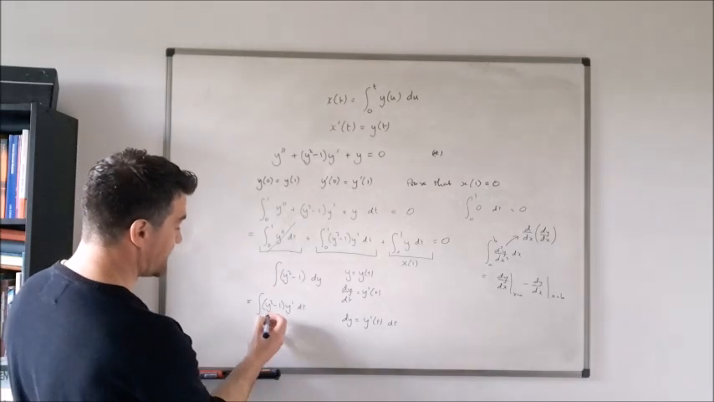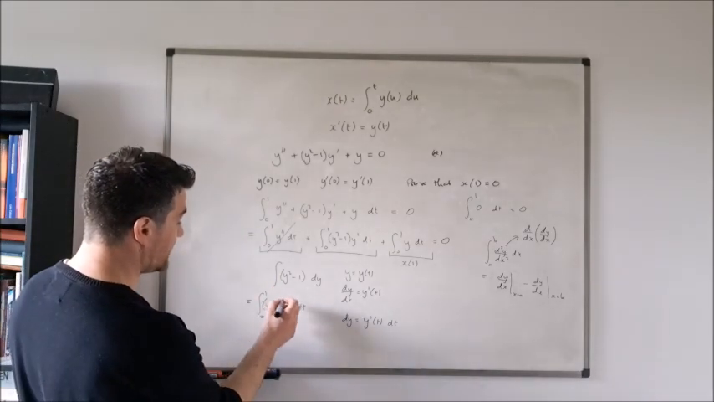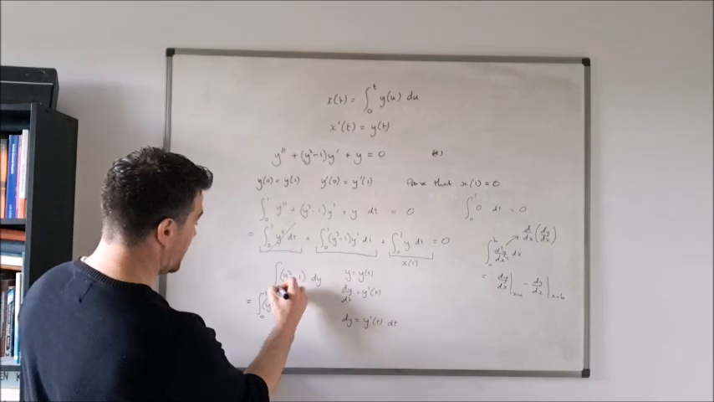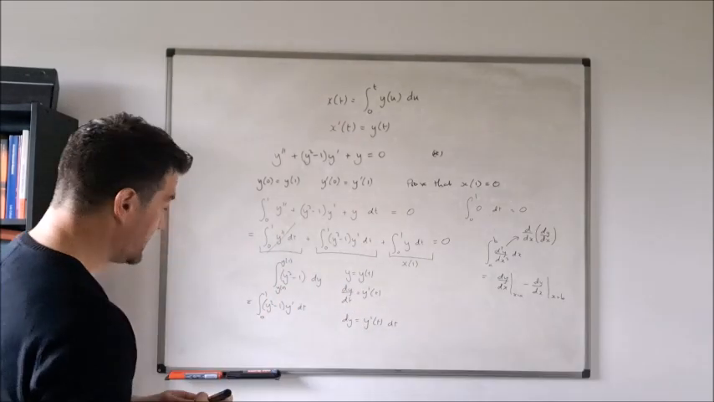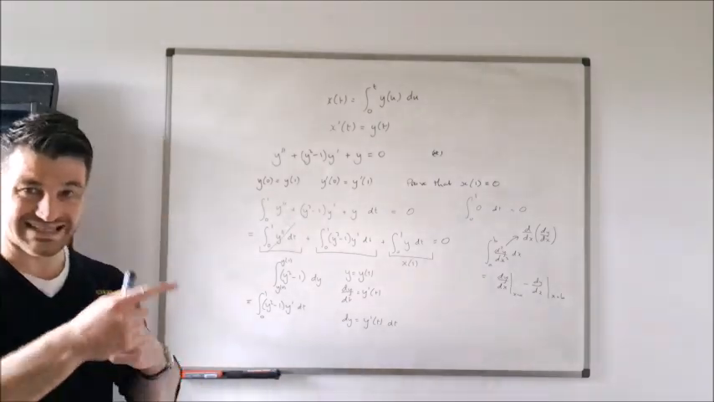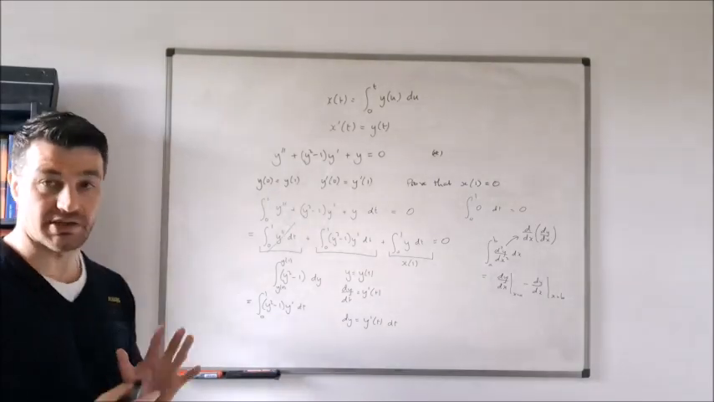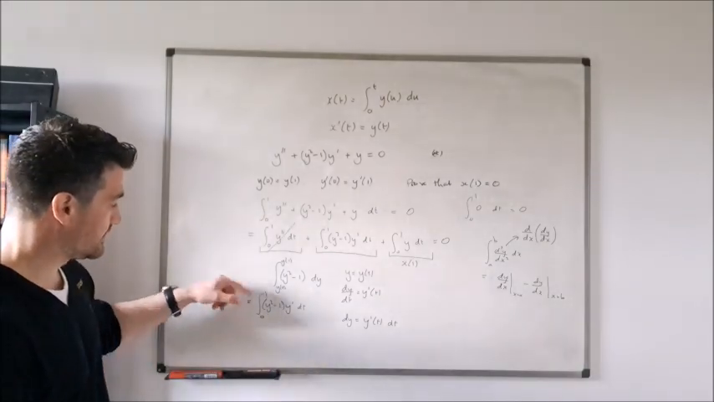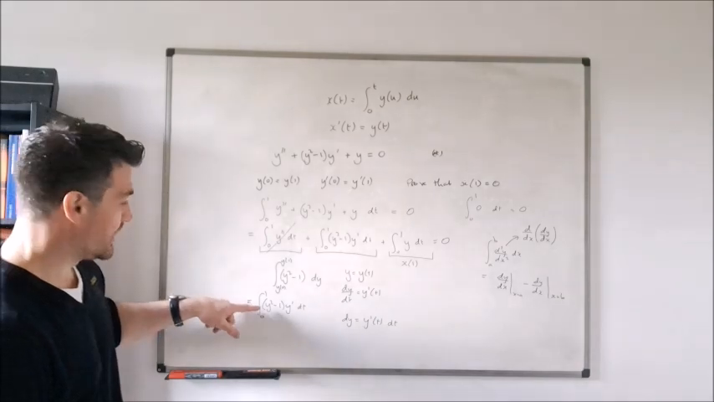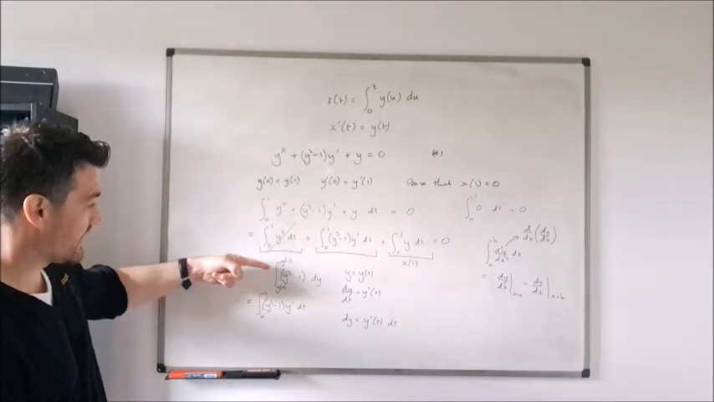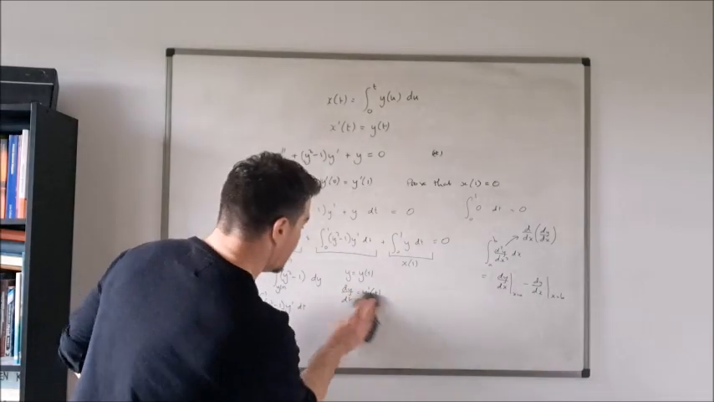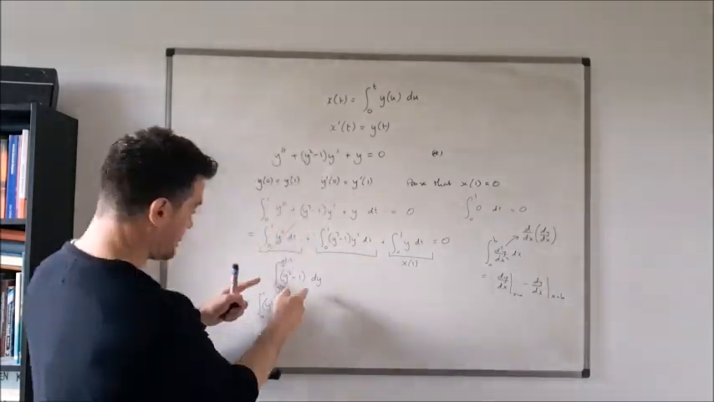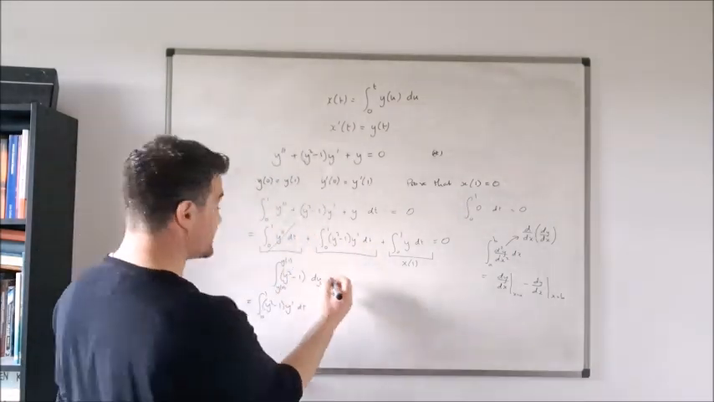Don't forget the limits as well. The limits here are 0 and 1, and the limits here would be y of 0 and y of 1. That's important. So as we can see, this is like integration by substitution, just going backwards in a way. We're starting with this and we're going back to this thing here. So this is just equal to this. This is a nice easy integral to do.